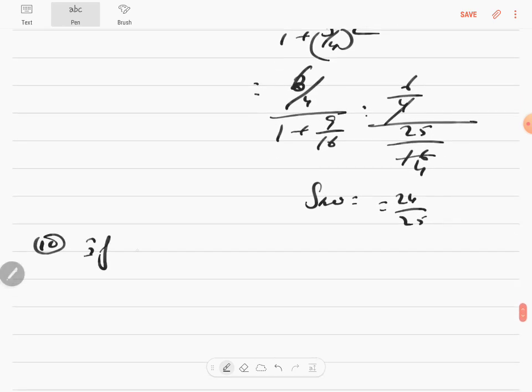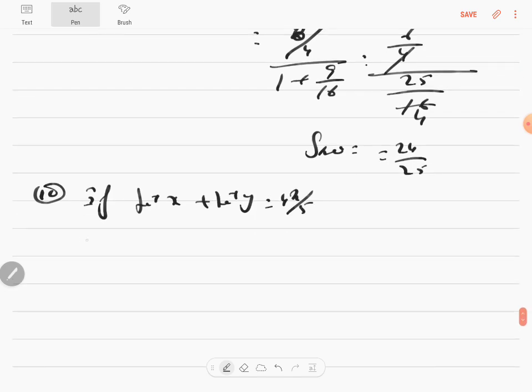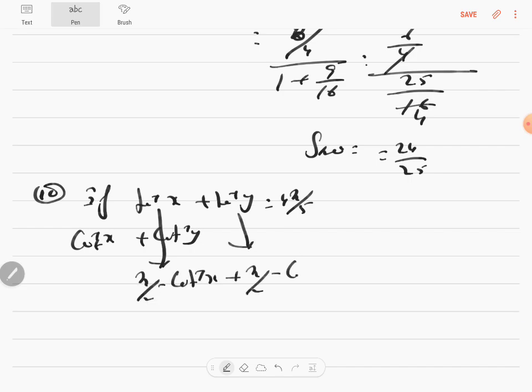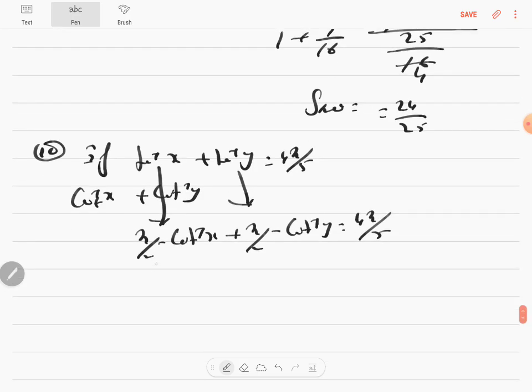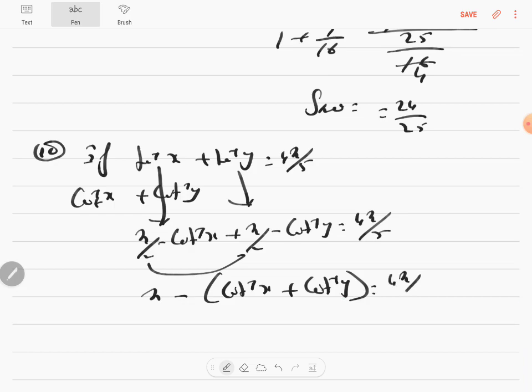If tan inverse of x plus tan inverse of y is equal to 4 pi by 5, what is cot inverse of x plus cot inverse of y? You know pi by 2 minus cot inverse of x, and this will become pi by 2 minus cot inverse of y is equal to 4 pi by 5. So then it's pi by 2 plus pi by 2, which is pi, minus cot inverse of x plus cot inverse of y is 4 pi by 5.